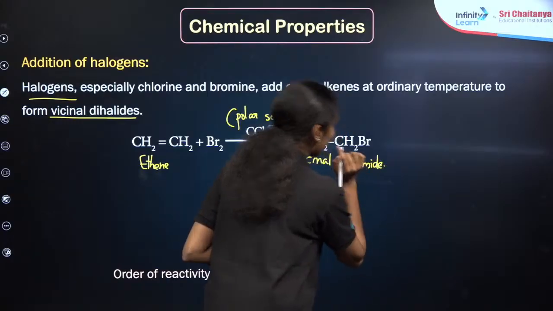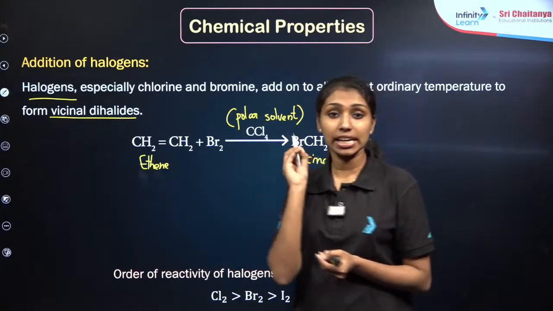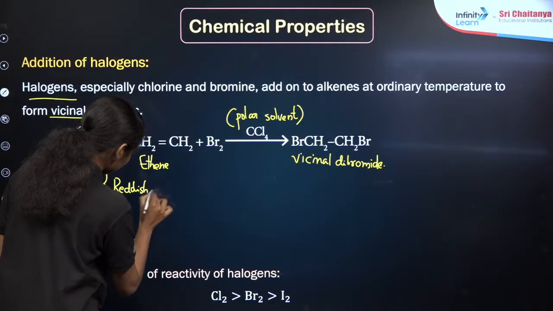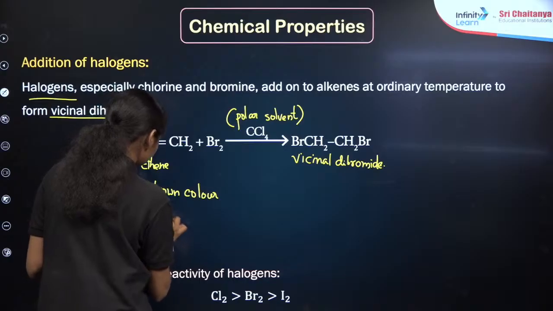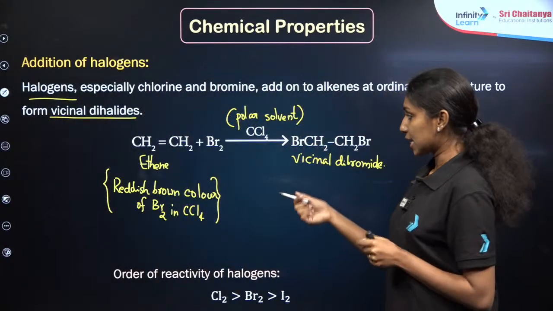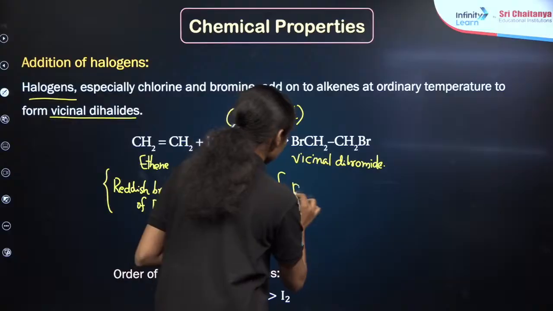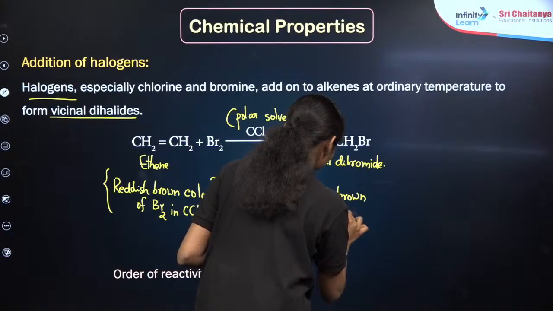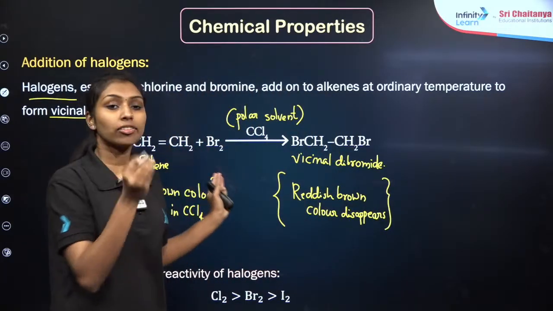If you do this experiment in the laboratory, in the first step, bromine in CCl4 has a reddish brown color. After taking the ethene molecule and adding bromine in CCl4, what I observe is that this reddish brown color disappears, because the double bond compound reacts with bromine to form vicinal dibromide.